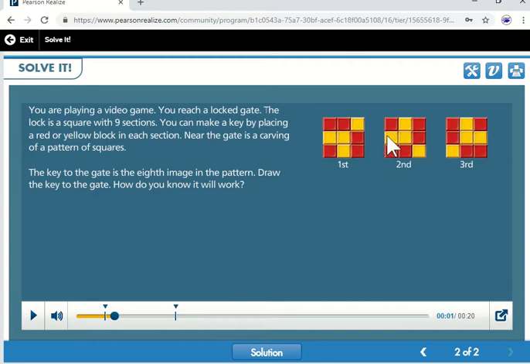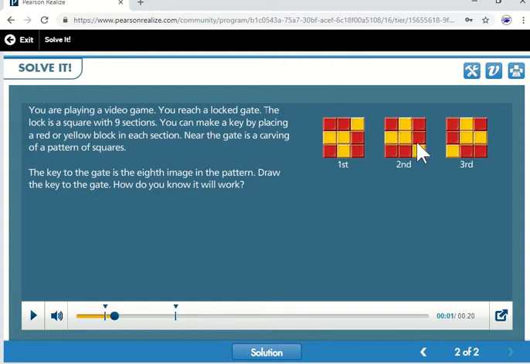Well, basically, if you boil down to what it asks, what it wants, you want to figure out what the pattern here is, because here's the first key, right? Or the first image. This is the second image. This is the third image, and you have to find the pattern. And we're just looking for the 8th image.